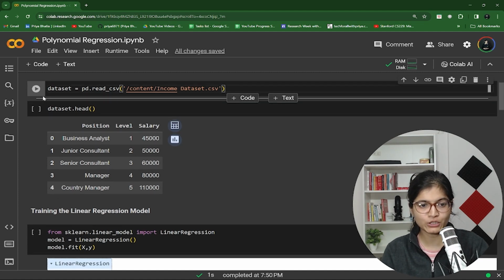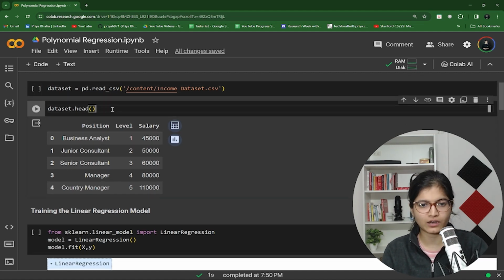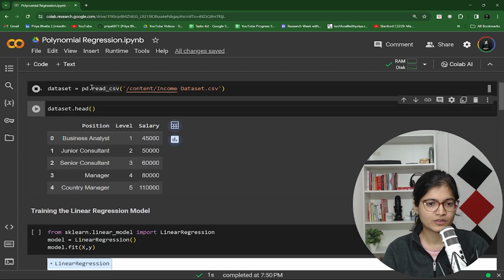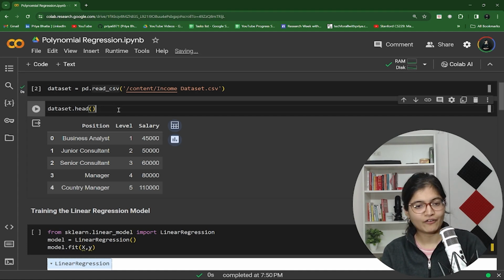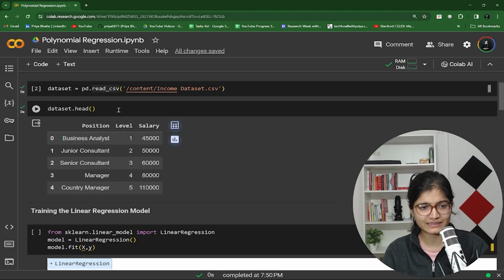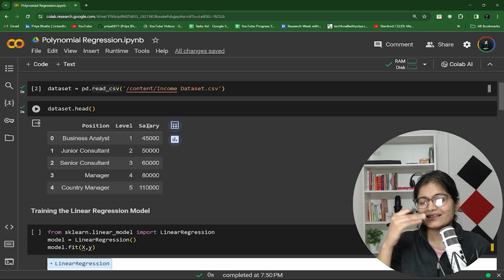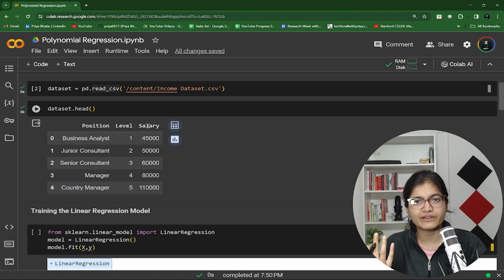Let me show you the data set, what it is all about. Let's first of all load it. So we will load the CSV file with the help of this read_csv function. After that, you will be able to see the data set is all about position, level and salary. As I told you, as the level increases, a person's salary also increases.